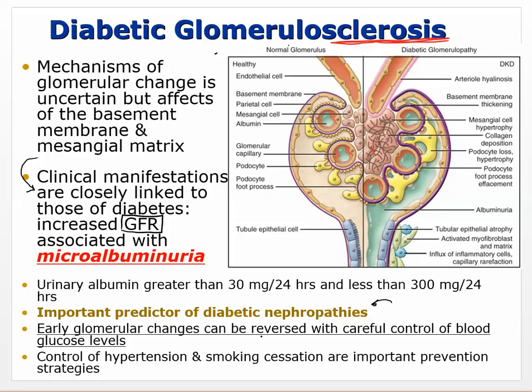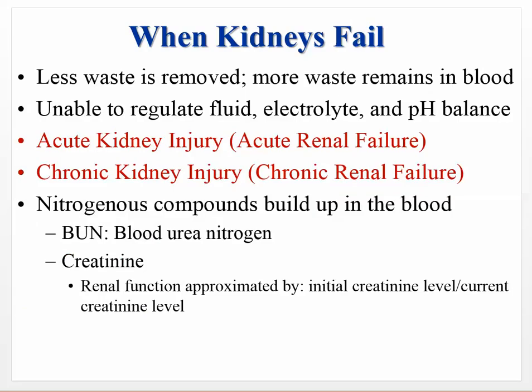So early glomerular changes can be reversed with careful control of blood glucose levels. This is caused by high blood glucose. Okay. The details of how that happens isn't known, but we do know that it's the high blood glucose levels that are causing this to take place. And so a patient with this microalbuminuria needs to pay more attention, or their kidneys can just get worse and worse. So control of hypertension and smoking cessation are important prevention strategies, and just controlling blood glucose levels.